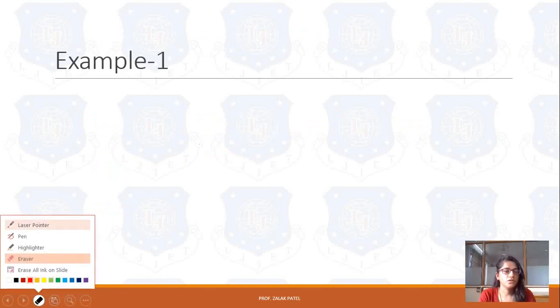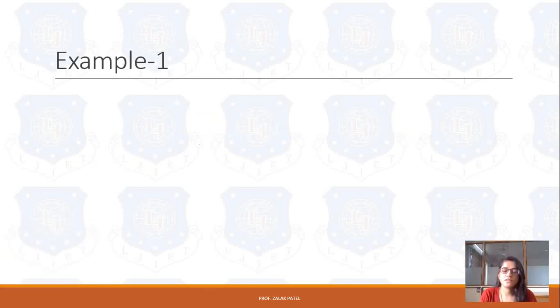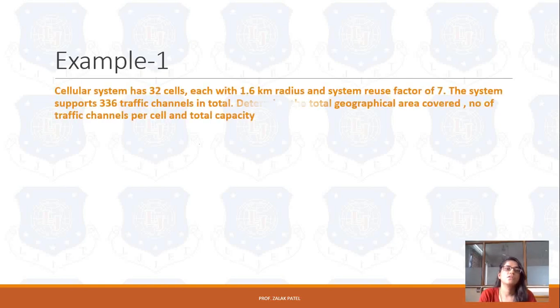First of all, let's consider this example problem statement. A cellular system has 32 cells, each with a 1.6 kilometer radius and a system reuse factor of 7. The system supports 336 traffic channels in total. Determine the total geographical area covered, the number of traffic channels per cell, and the total channel capacity.